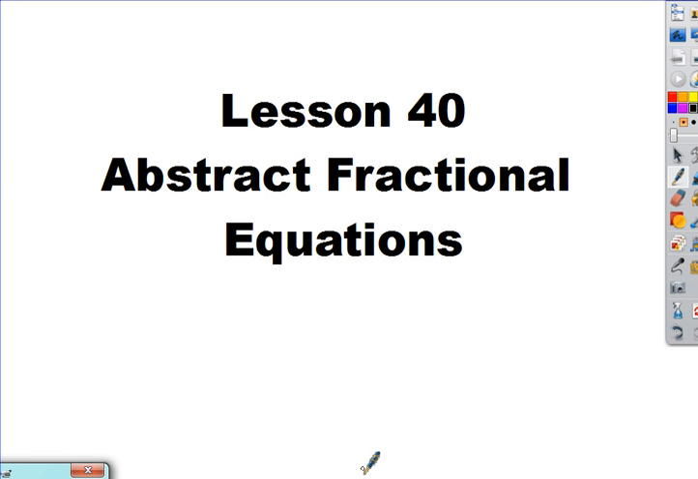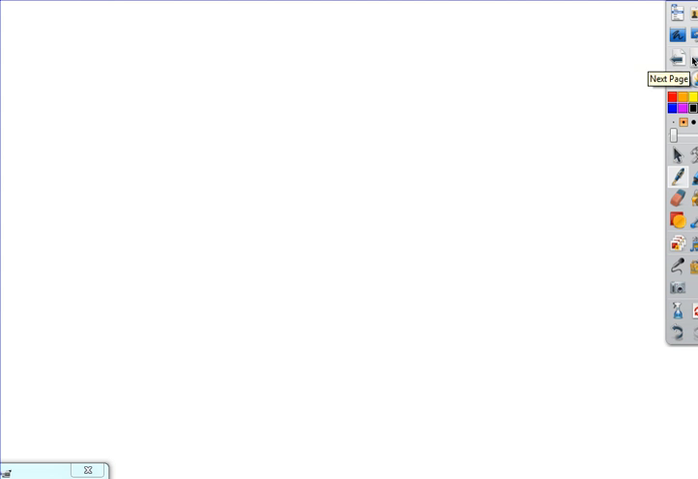Lesson 40, abstract fractional equations. We've done equations similar to this, but we've done them with numbers. Today, we're going to get some algebra going in there, and we're going to do it with some letters instead. A few steps to solving these kinds of problems.